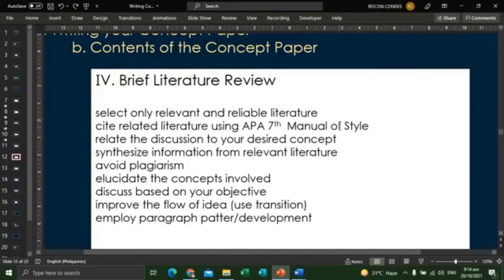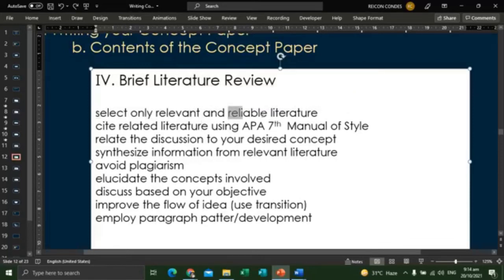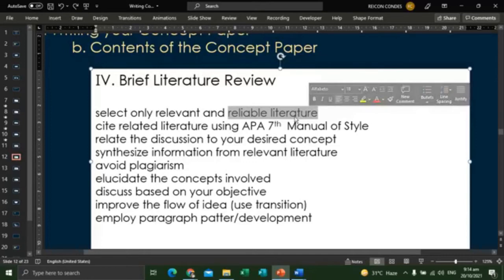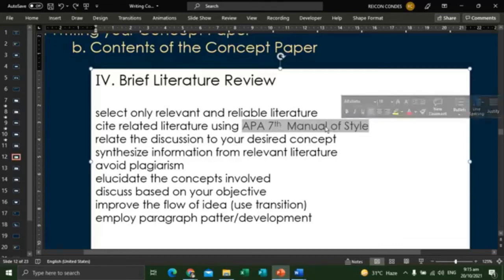Now, here are the things that you should be able to do in the brief literature review. You select only the relevant. So, pag sinabing relevant, yung related talaga, yung may connection sa inyong gagawin, and reliable literature. So, ang kailangan nyo makuha ay yung mga sources ninyo na reliable. Hindi yung galing lang sa kwento ng lolo ko, kwento ng lolo mo. And then you cite these sources using the APA 7th Manual of Style.